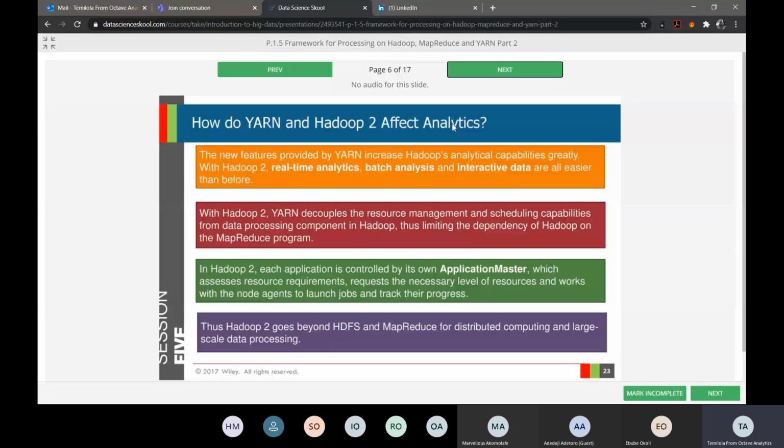So how do Yarn and Hadoop 2 affect our analytics? The new features provided by Yarn increase Hadoop's analytical capabilities greatly. With Hadoop 2 now, we can do real-time analytics, we can do batch analysis, and we can work with interactive data in a much easier way and simultaneously than before. With Hadoop 2, Yarn has decoupled the resource management and scheduling capabilities from the data processing components in Hadoop, meaning Yarn has relieved MapReduce of some of the headache it was bearing before.